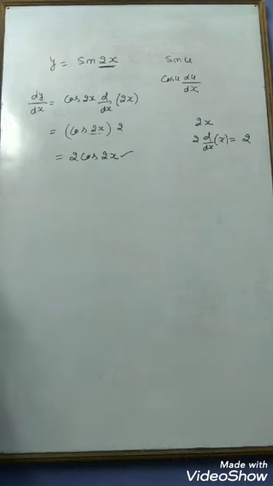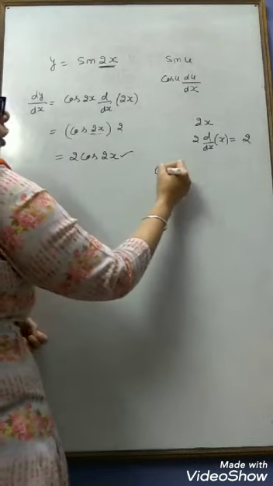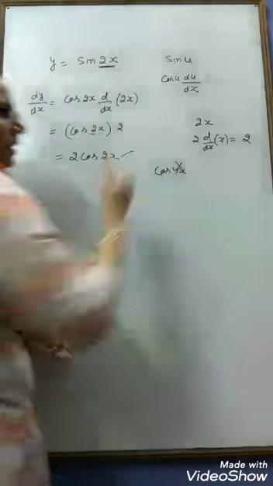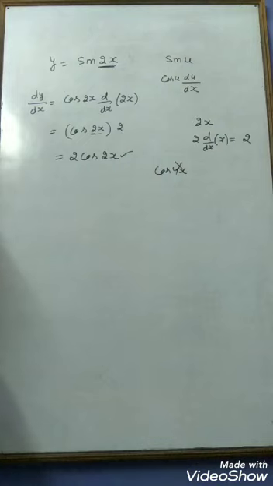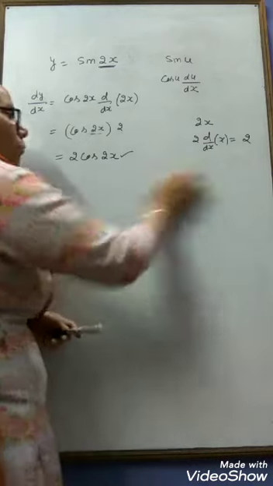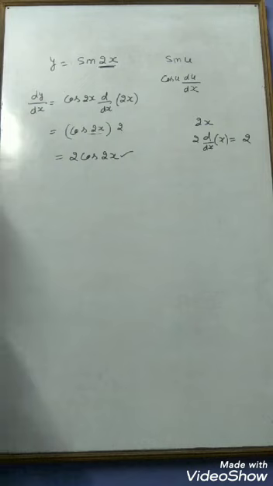This is the correct answer, 2 cos 2x. If you think the answer is cos 4x, that is the wrong answer. Okay, and the other formulas are again the same.